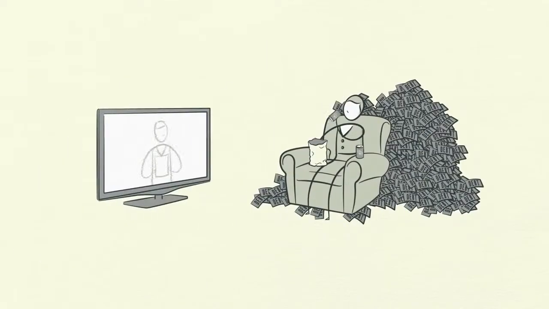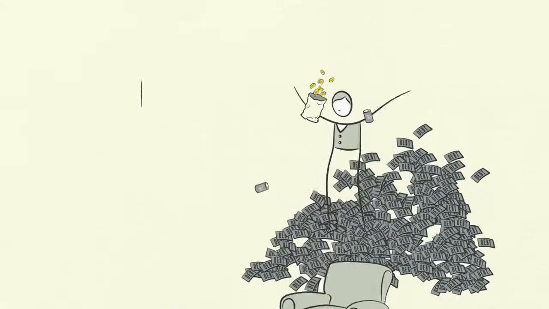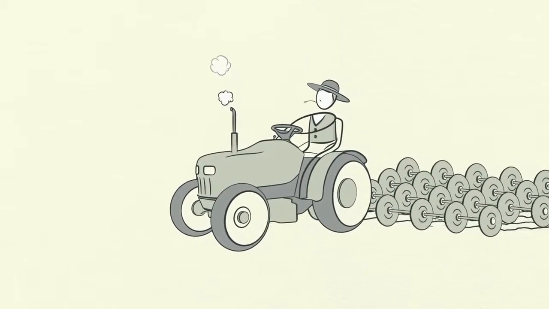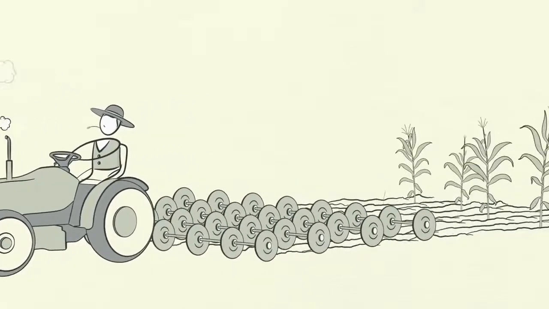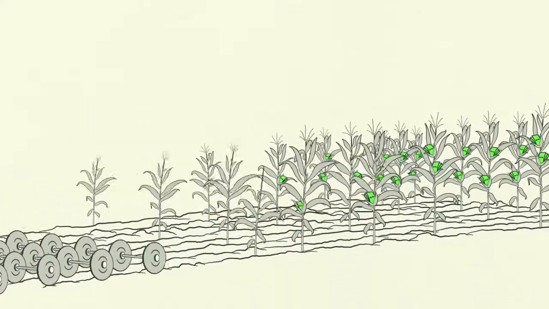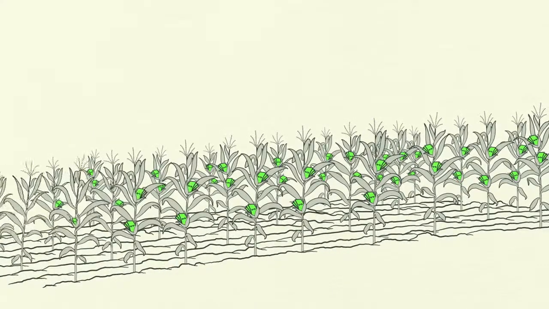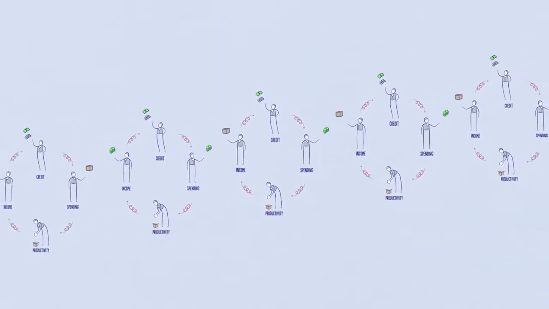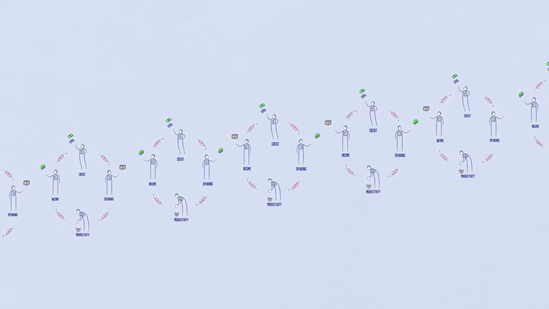For example, if you borrow money to buy a big TV, it doesn't generate income for you to pay back the debt. But if you borrow money to, say, buy a tractor, and that tractor lets you harvest more crops and earn more money, then you can pay back your debt and improve your living standards. In an economy with credit, we can follow the transactions and see how credit creates growth.